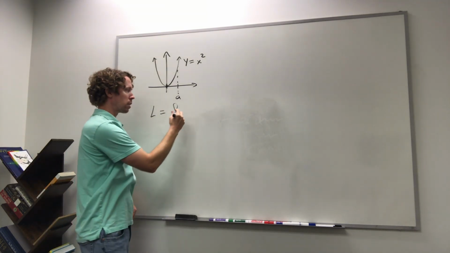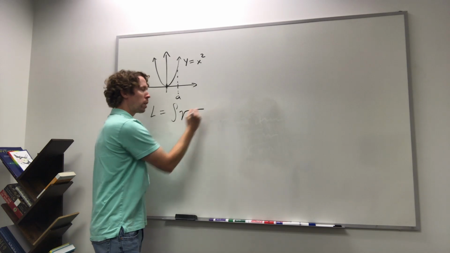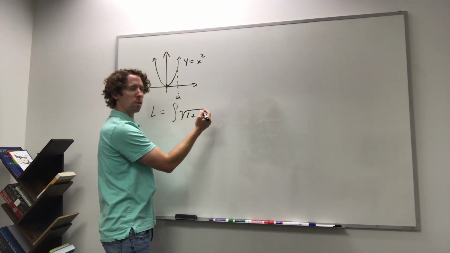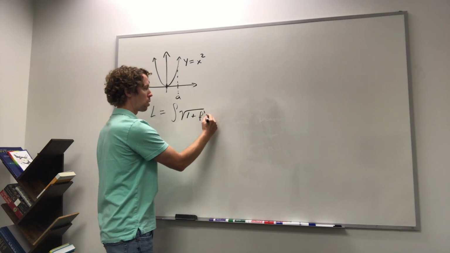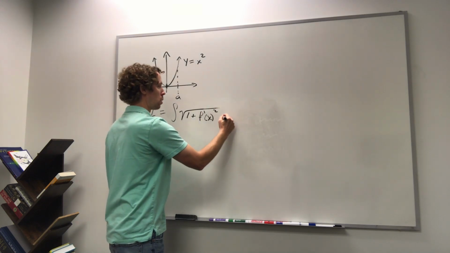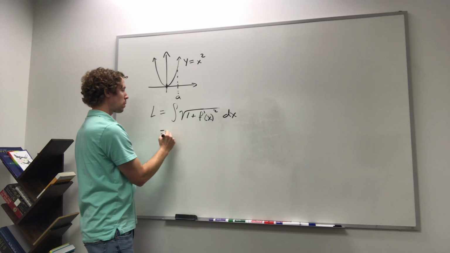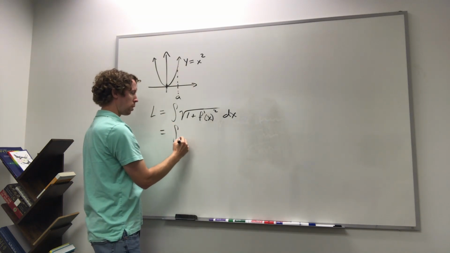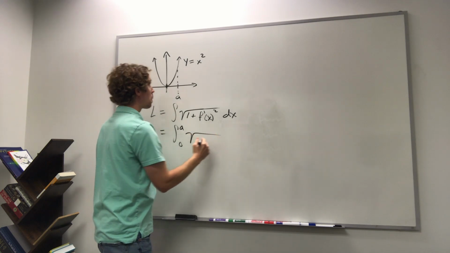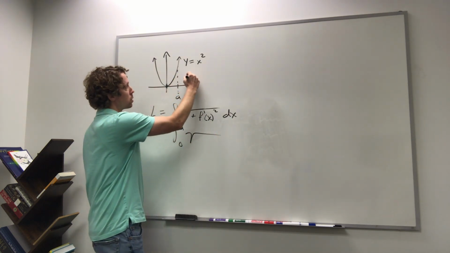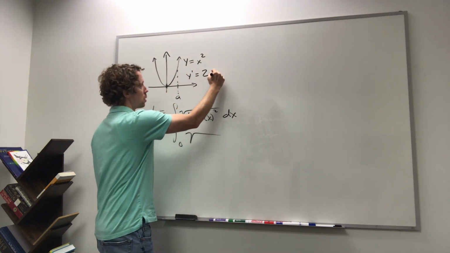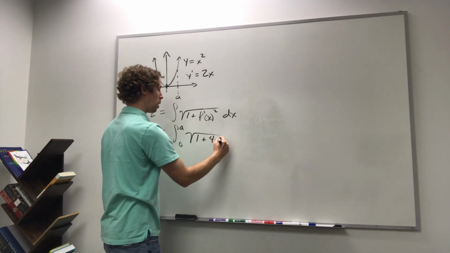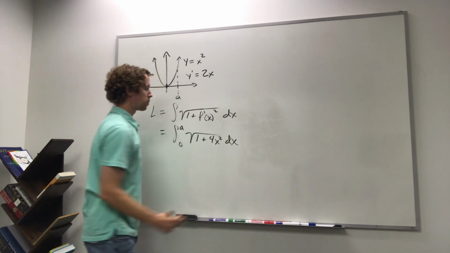There are other ways to get to this result, but what you end up with is the integral of the square root of 1 plus the derivative of the function squared. And so for this particular example, I'm going from x equals 0 to x equals a, and my derivative is 2x. So when I square it, I have 1 plus 4x squared dx.